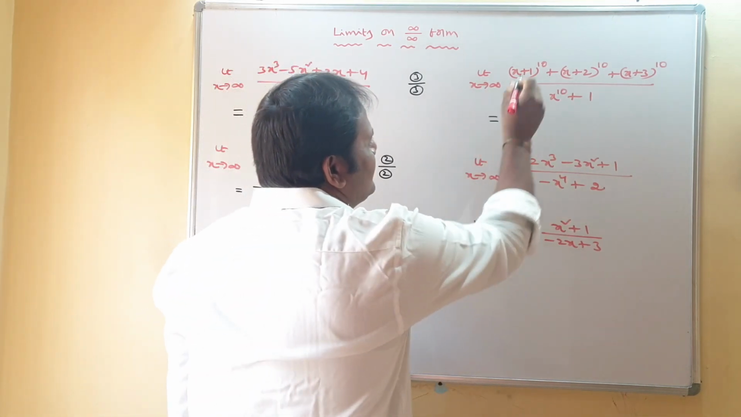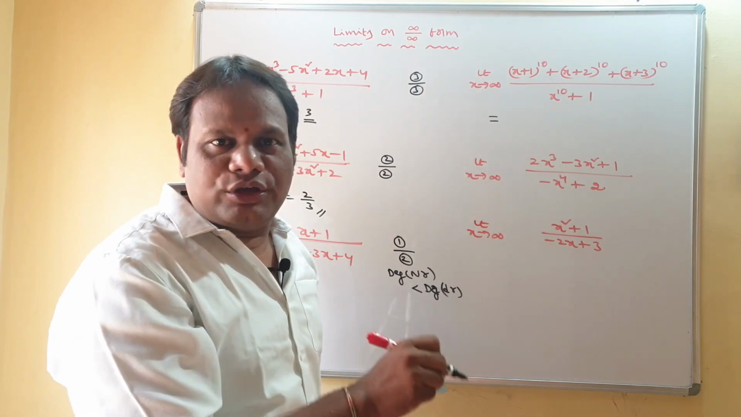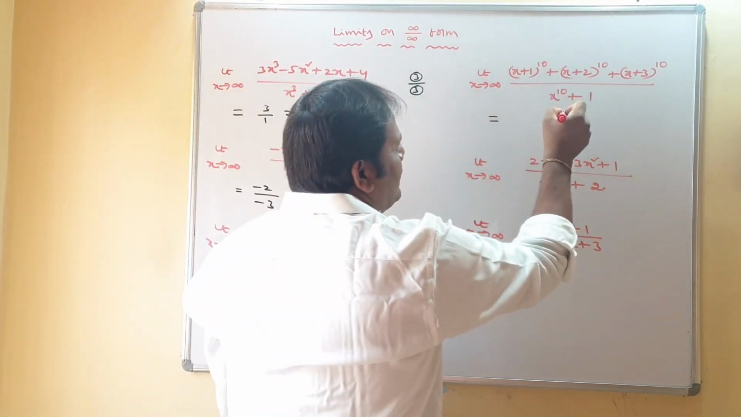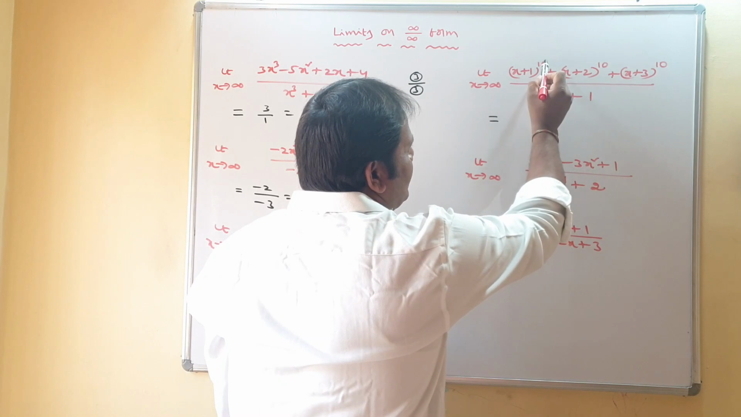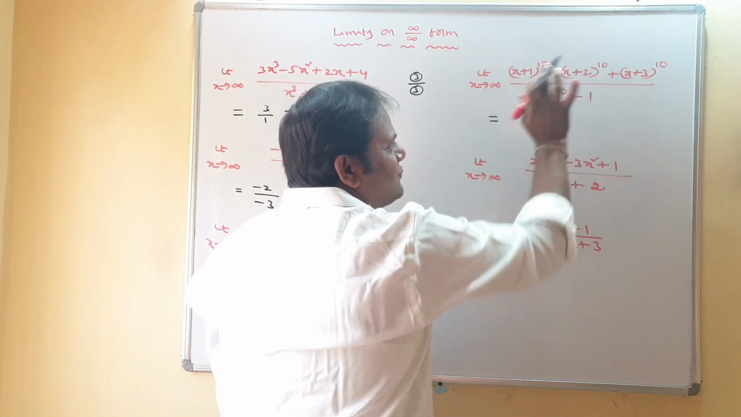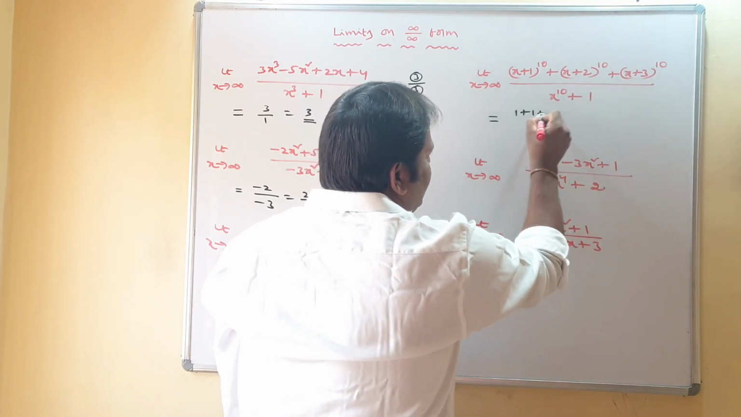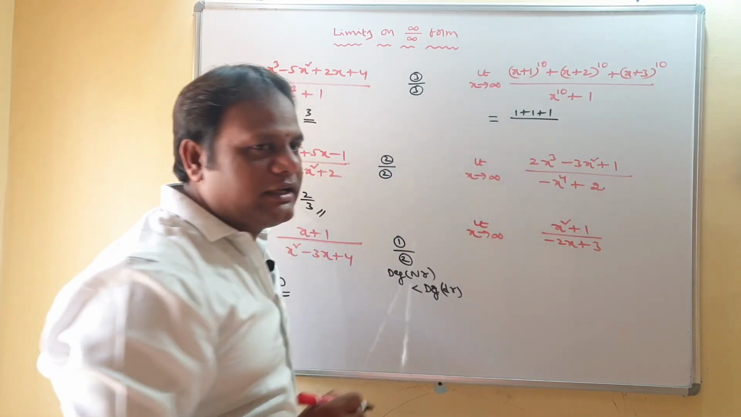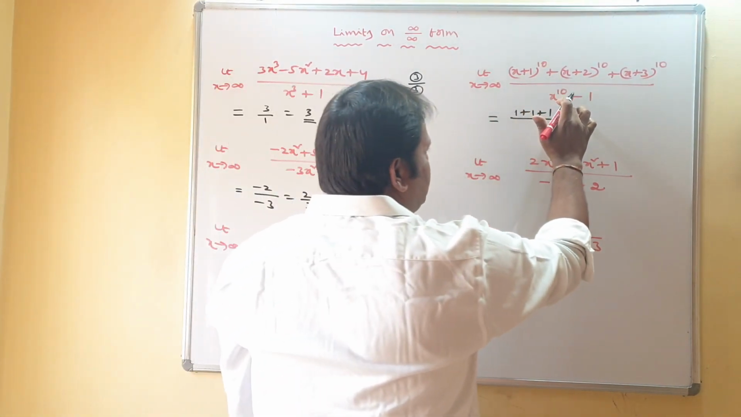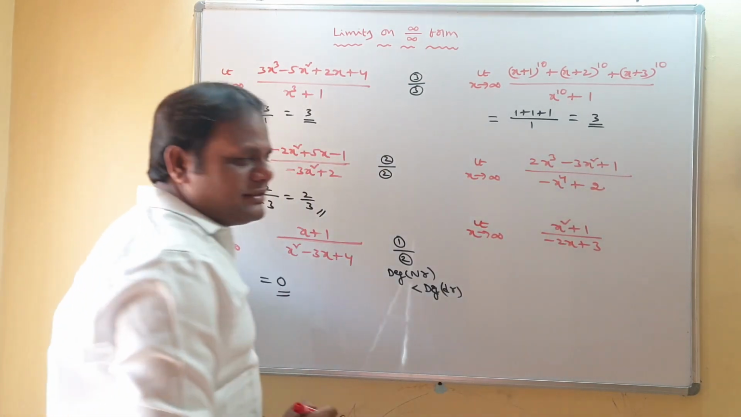So both the degrees are the same. The answer is the ratio of their coefficients. So here, the ratio of their coefficients. Here the x power 10 coefficient: in this it is 1, in this it is 1, here also it is 1. So totally 1 plus 1 plus 1, that is the x power 10 coefficient in the numerator. What about the x power 10 coefficient in the denominator? 1. The answer is what? The answer is 3.